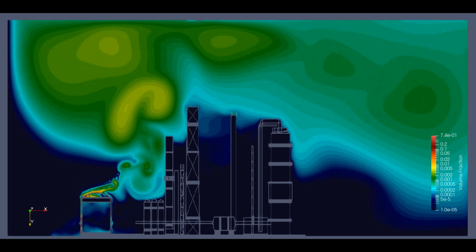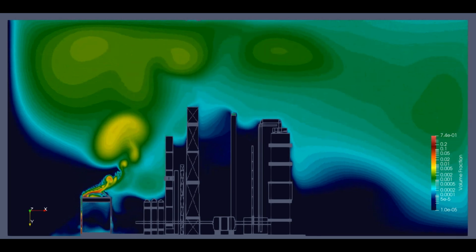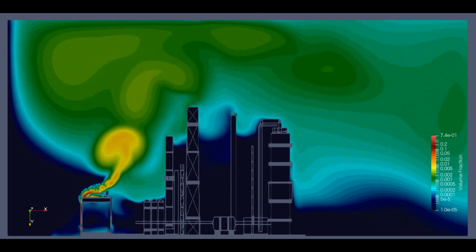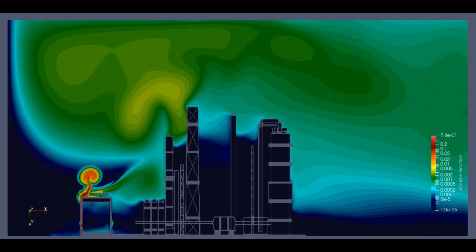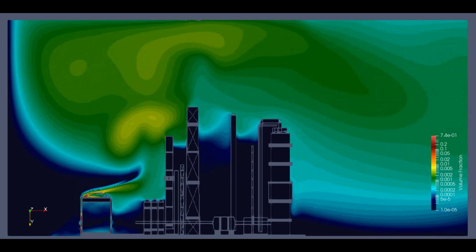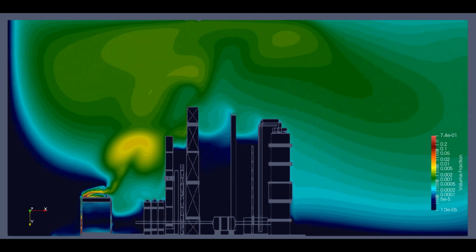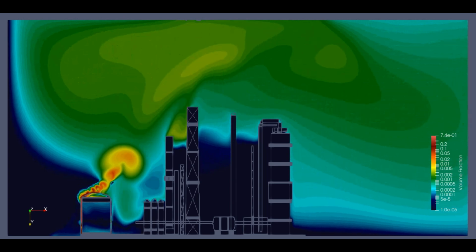So the next time that you want to model an evaporation, a spill of any liquid, whether it's ammonia or LNG or something else, remember that exploCFD has the capability to do this automatically for any evaporating liquid.